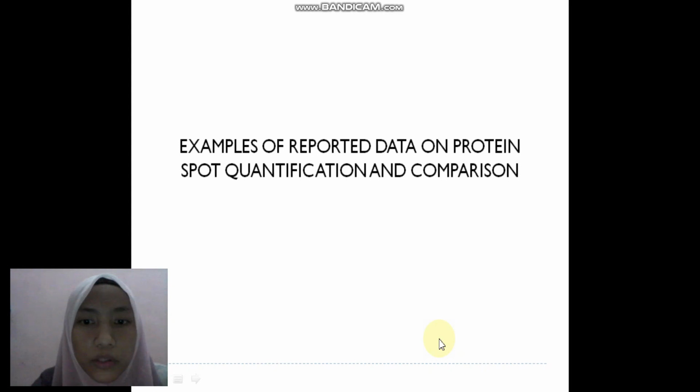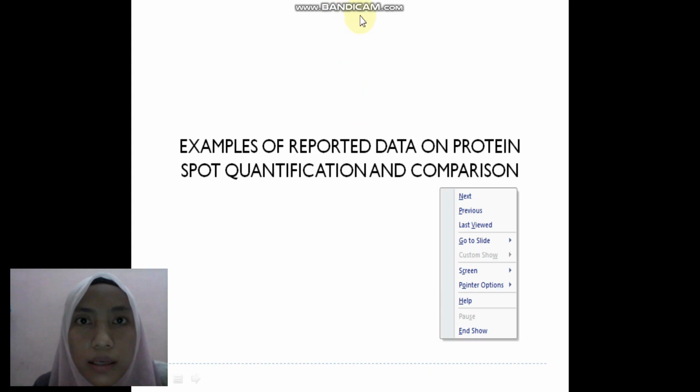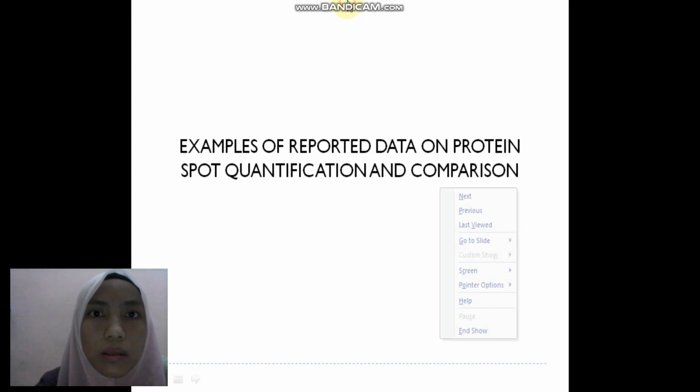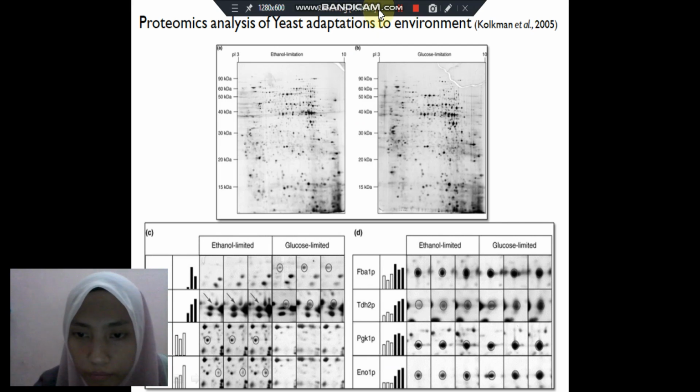Okay, I'm gonna show you how it looks like, the differential. Before we stop, I'm gonna pause for a while to show you the differential proteomics. Okay.